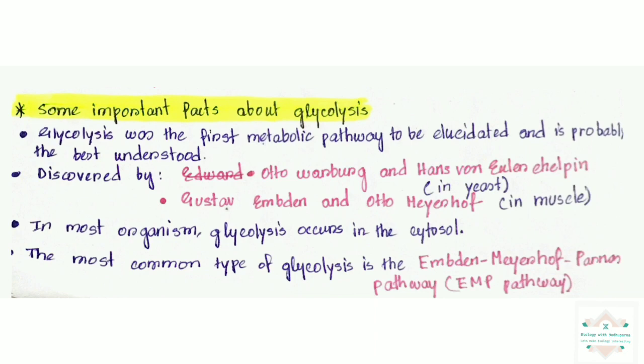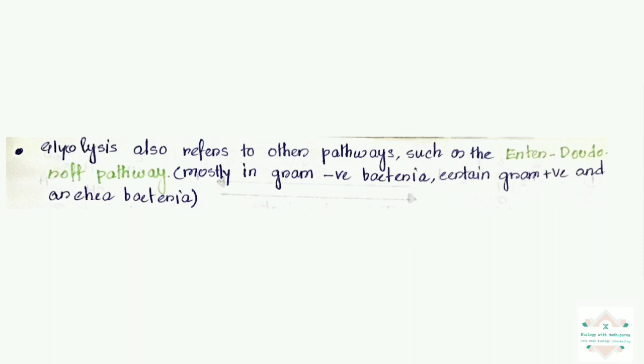And then glycolysis also refers to other pathways such as the Entner-Doudoroff pathway. Mostly this Entner-Doudoroff pathway you can see in gram-negative bacteria, certain gram-positive bacteria, and archaebacteria. So these were some of the important facts about our glycolysis.